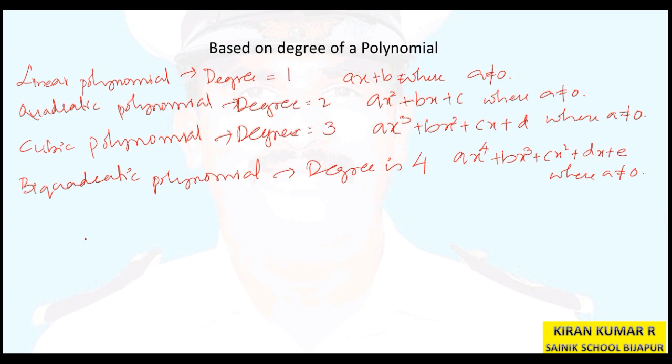What if the degree is 5? Is there a general name? No, there is no name given after the degree 4. In case the degree is 7, then it is referred to as a polynomial of degree 7. If the degree is 10, then it is referred to as a polynomial of degree 10.